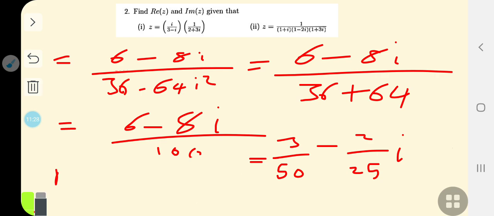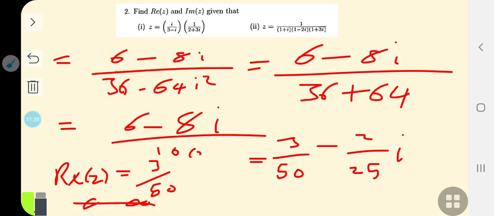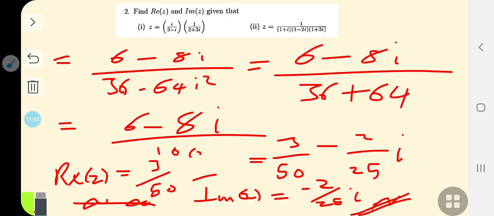So now you can say your real number is 3 over 50, and your imaginary number is negative 2 over 25i, like that. Then that's your answer.